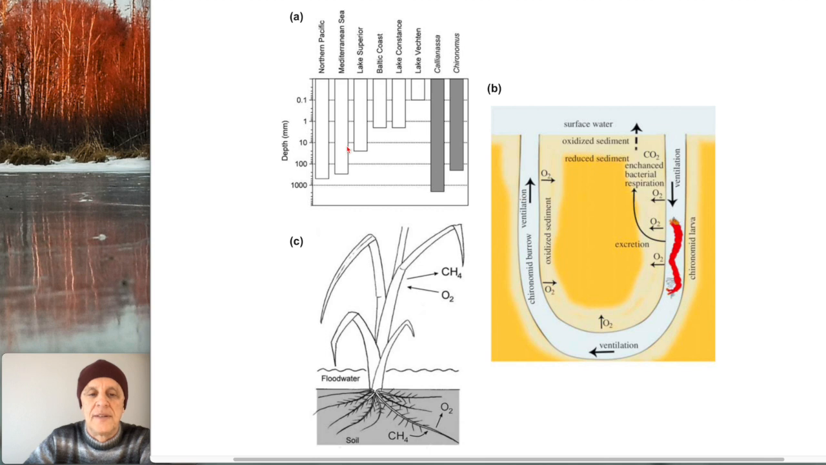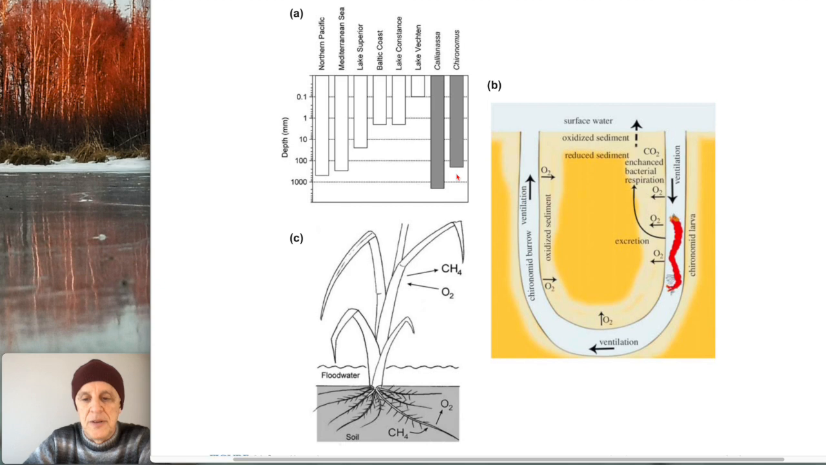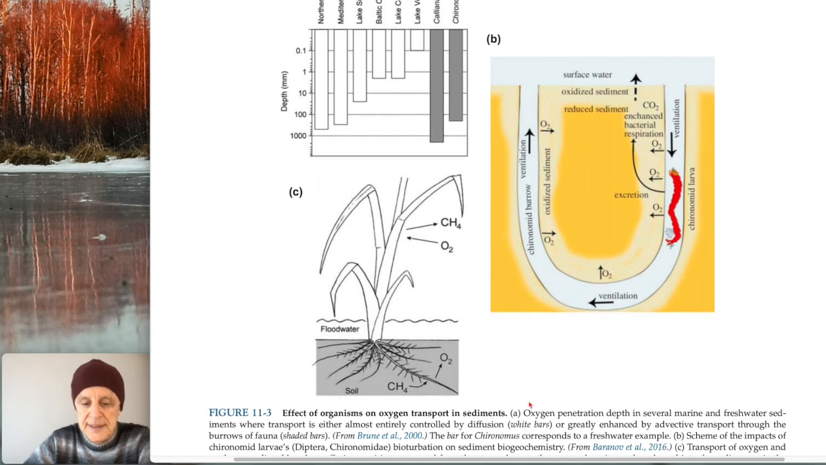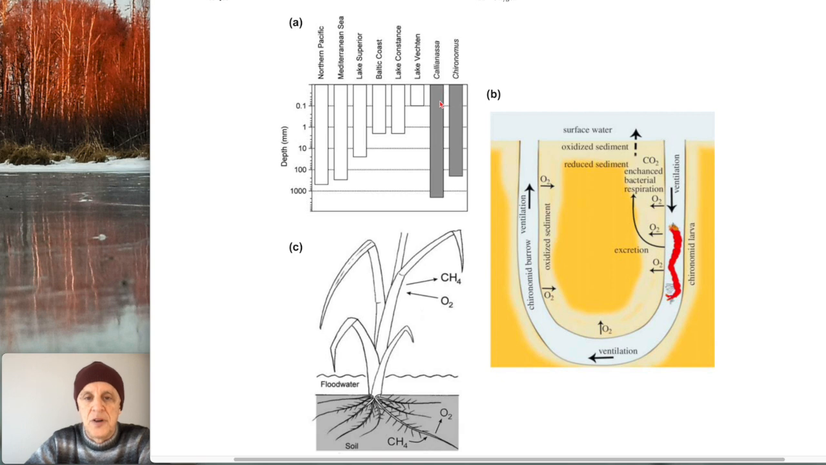So there's quite a variable value here, a large range in the oxygen penetration. And then here we can see that organisms also have an influence upon oxygen distribution in the subsurface. For example, Callianassa is allowing oxygen to go down to a depth of about 1100 millimeters, and this is Chironomus, and that is lower, maybe about 150 or 200 millimeters. And here they're saying the bar for Chironomus corresponds to a freshwater example. So this is freshwater, and this is probably saltwater.